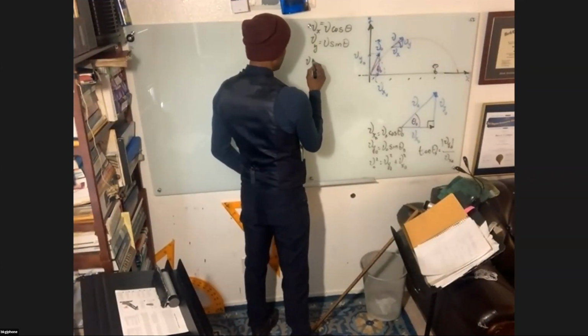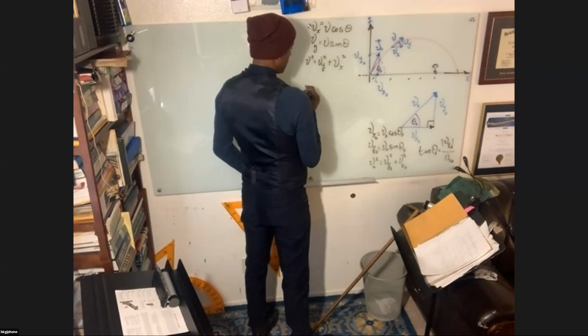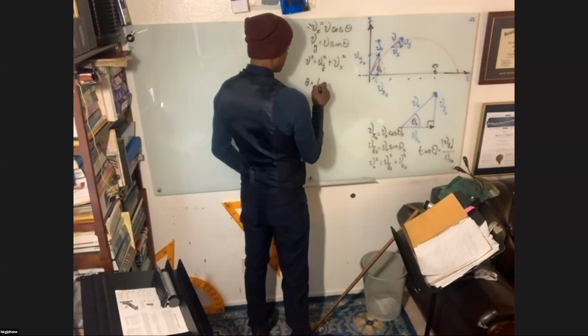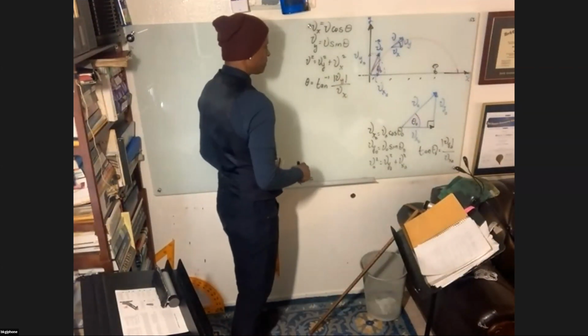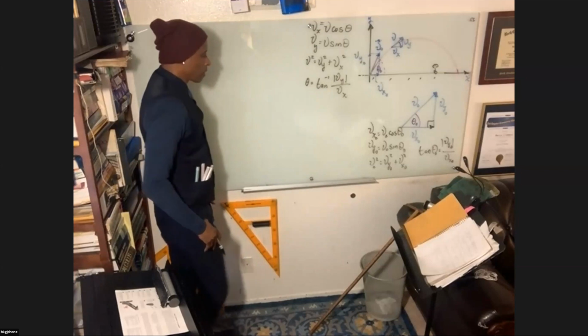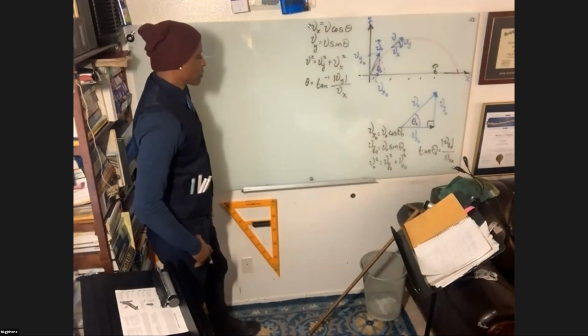V squared is equal to Vy squared plus Vx squared. And obviously then another way to write this, right? Tan theta is equal to Vy over Vx, or theta is equal to the inverse tangent of the absolute value of Vy over Vx. So those are the trigonometric relationships between those quantities.